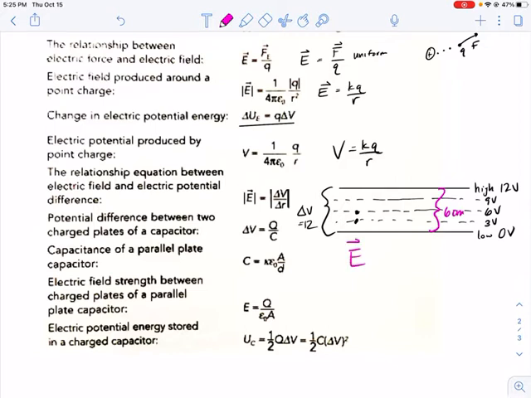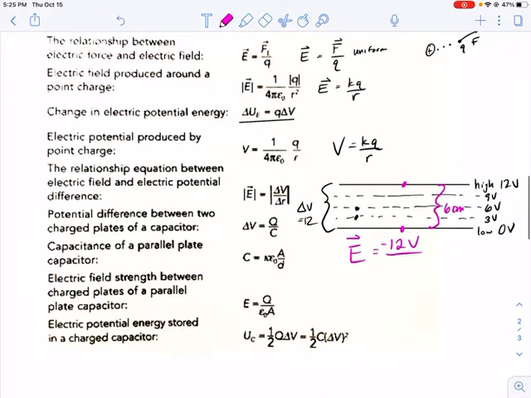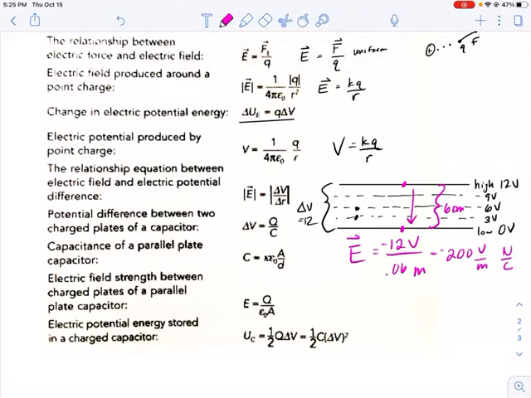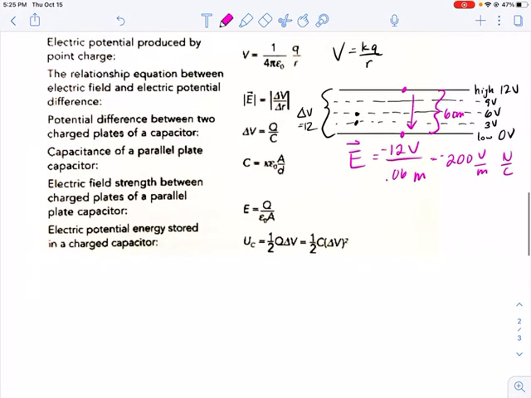Then the strength of the electric field is going to be equal to the change in voltage, which from one end of the capacitor to the other would be 12 volts, actually negative 12 volts, over the distance, which would be 6 centimeters, or 0.06 meters, and that would give me negative 200 volts per meter, which is equivalent to negative 200 newtons per coulomb. Now the negative just indicates that the electric field there is pointing down.